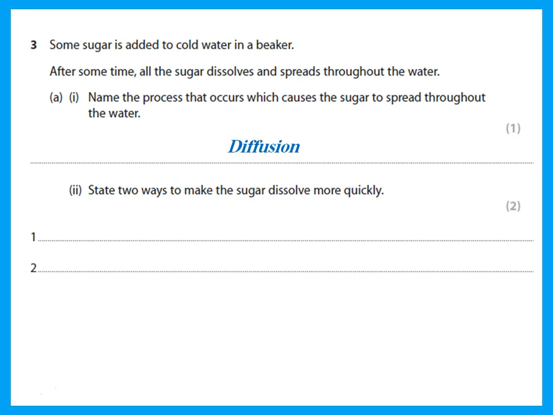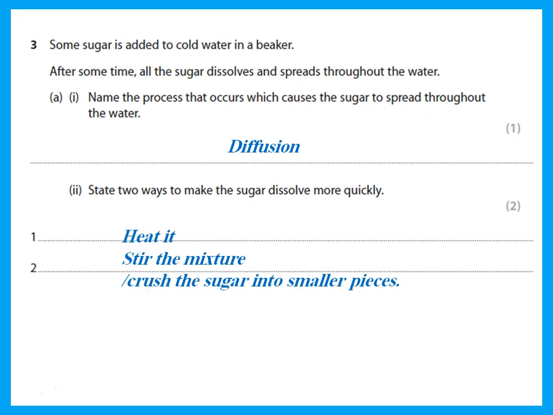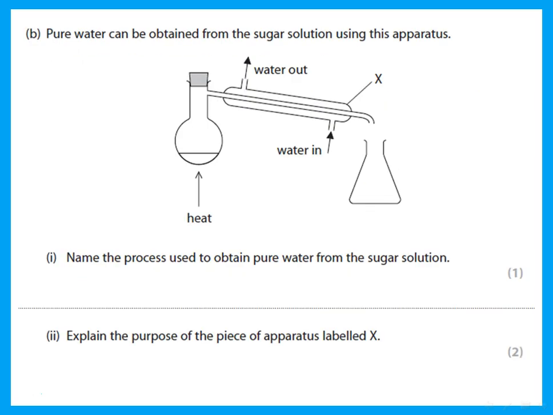State 2 ways to make the sugar dissolve more quickly. If you're trying to dissolve sugar in your tea, for example, what can you do to make it dissolve more quickly? Well, you can either heat it, so the sugar will dissolve faster if the solution is hot, or you stir it, for example, with a glass rod, or we could crush the sugar into smaller pieces. So any two of these would be the correct answer.